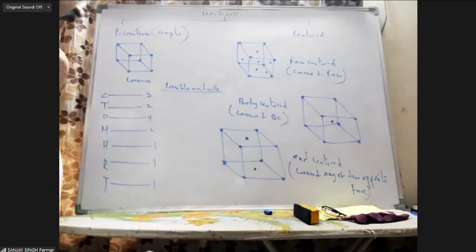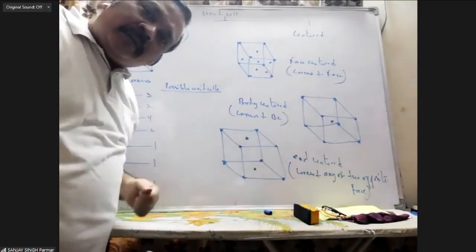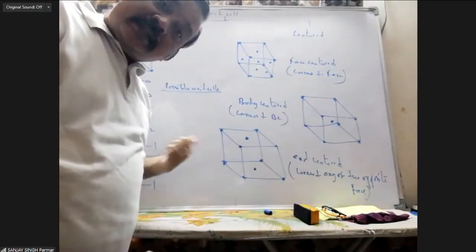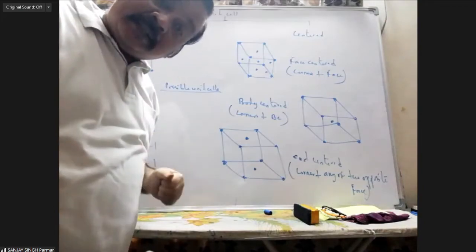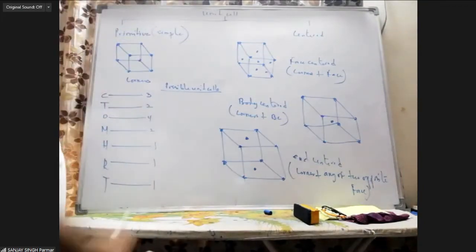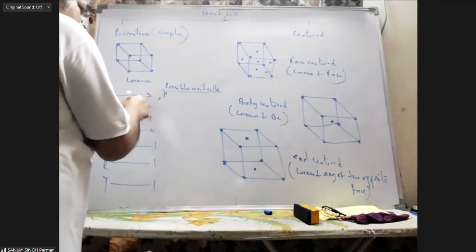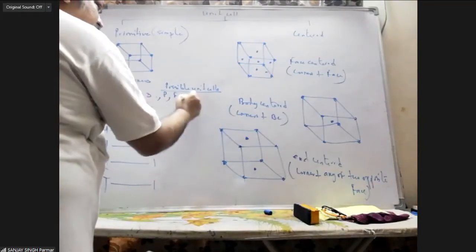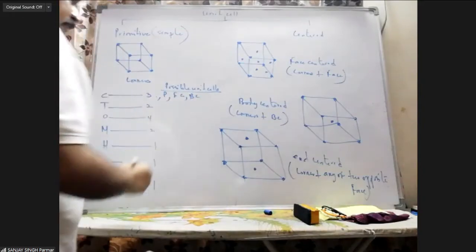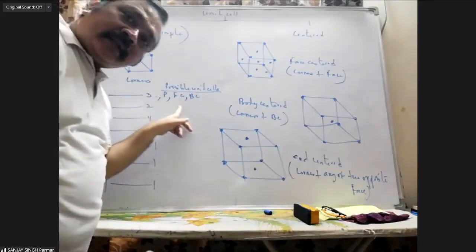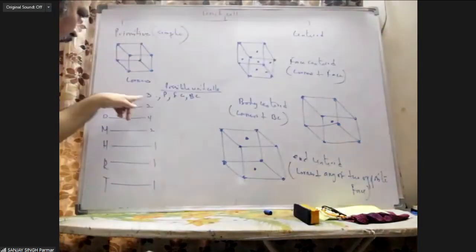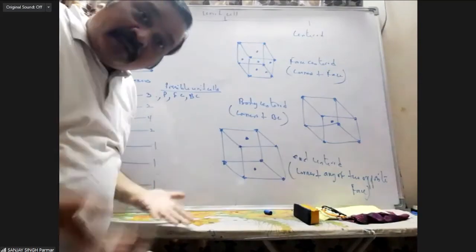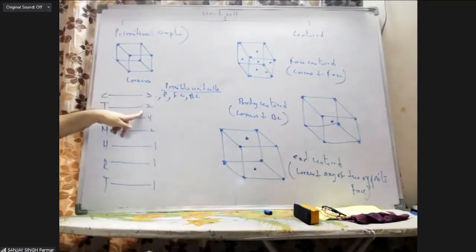Now the question arises, this 3 means what? Out of the 4 unit cells, 3 unit cells are possible. Which 3? In this case, primitive is possible, face centered is possible, and body centered is possible. This they ask in the examination. Maybe they'll ask you this number, or maybe they'll ask which 3. Now coming to the 2.